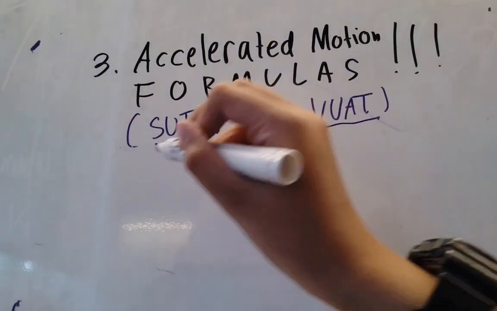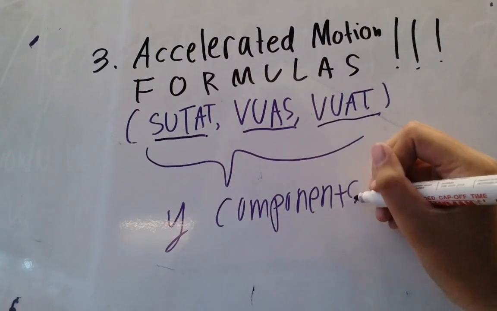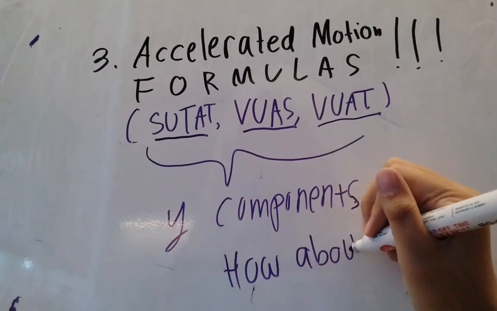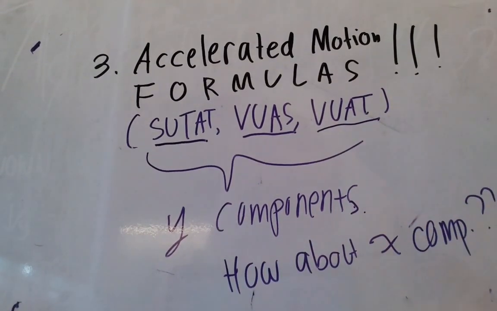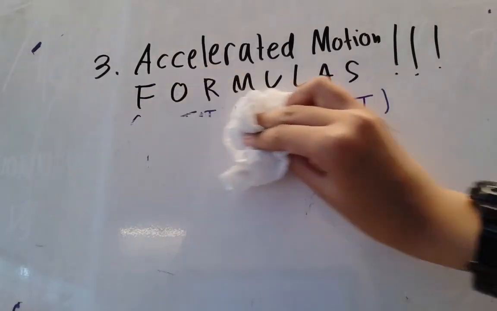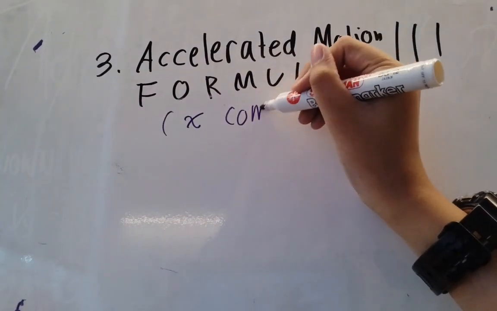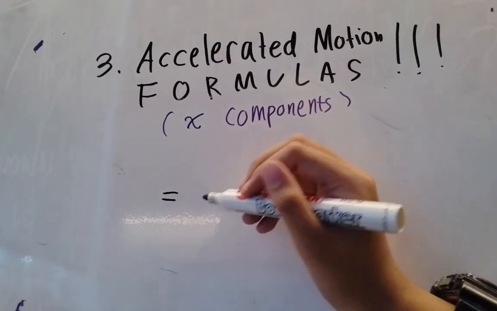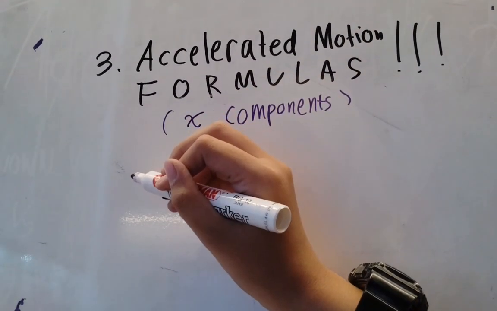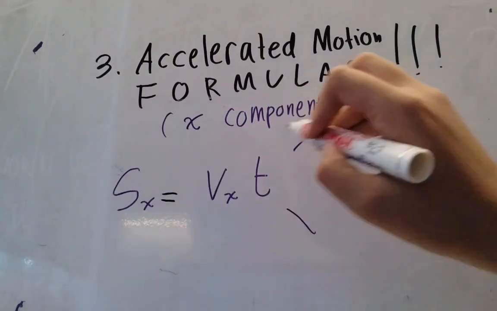Now, those 3 formulas are only for the y components. So how about the x components? Well, brothers and sisters, we just need to use the one and only s equals v times time formula.